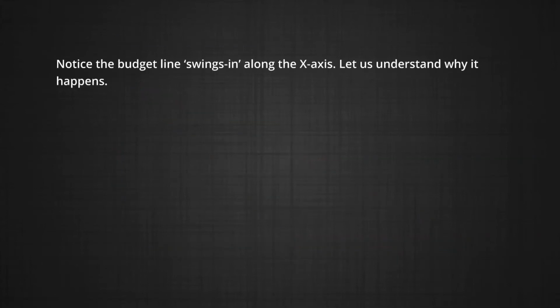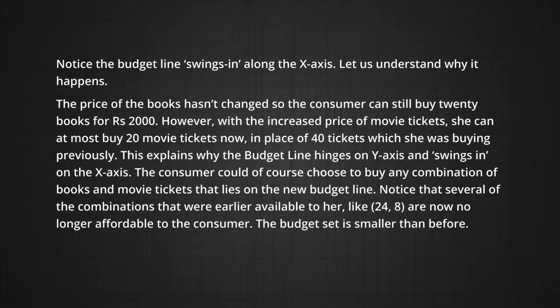Notice the budget line swings in along the x-axis. Let us understand why this happens. The price of books hasn't changed, so the consumer will still buy 20 books for ₹2,000. However, with the increased price of movie tickets, she can at most buy 20 movie tickets now in place of the 40 which she was buying previously. This explains why the budget line hinges on the y-axis and swings in on the x-axis.